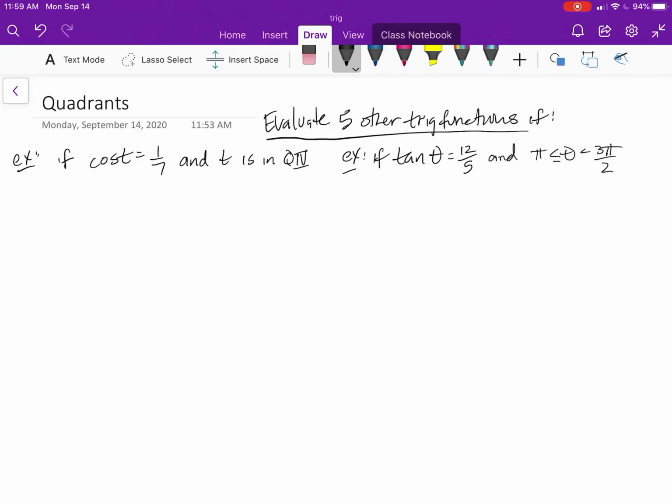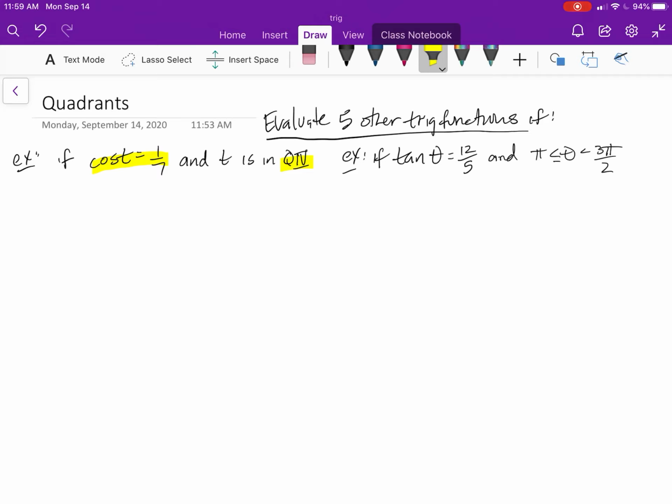Okay, in this video we are going to look at evaluating 5 other trig functions. So we're given one trig function, right? In this first example, all I'm given is the fact that cosine is this. And then I'm also given information about which quadrant the angle is in. So therefore, we need to evaluate the remaining trig functions, all 5 remaining trig functions.